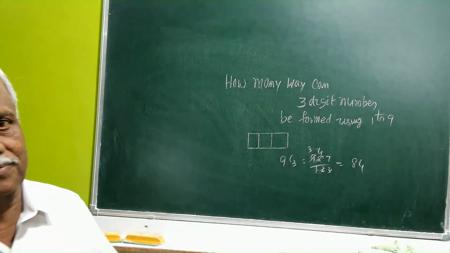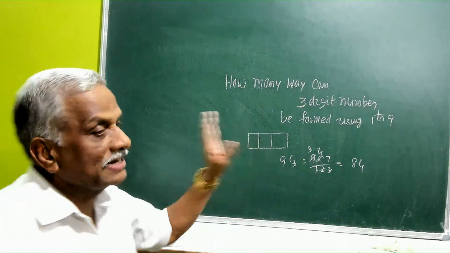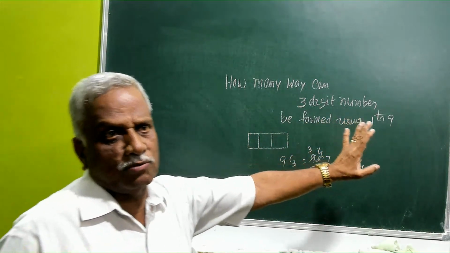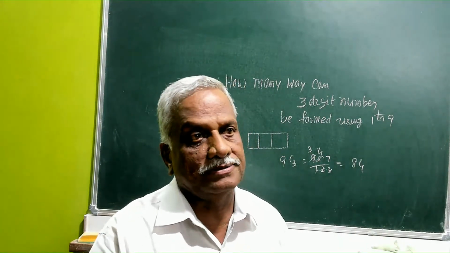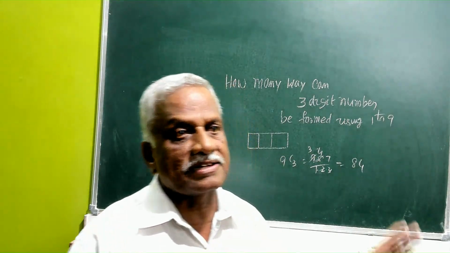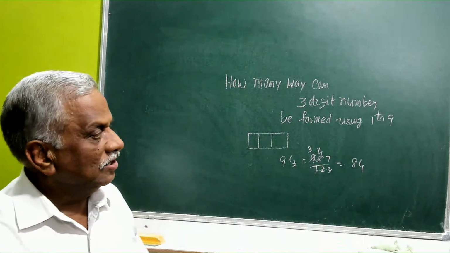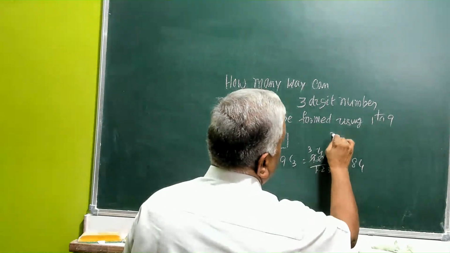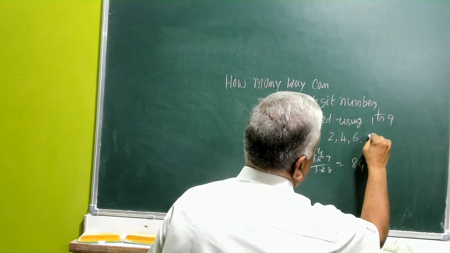Supposing they say, how many even numbers can be formed? The same problem. I've just taken this problem to give a clear picture of how the problem works out, and to a certain extent, it will be a revision of what we had done yesterday. How many even numbers can be formed? See, the even digits are 2, 4, 6, 8.